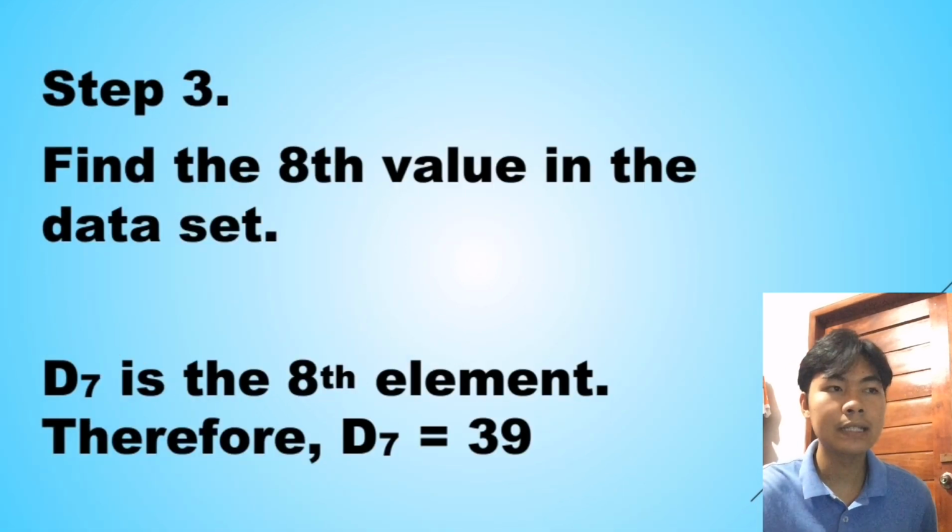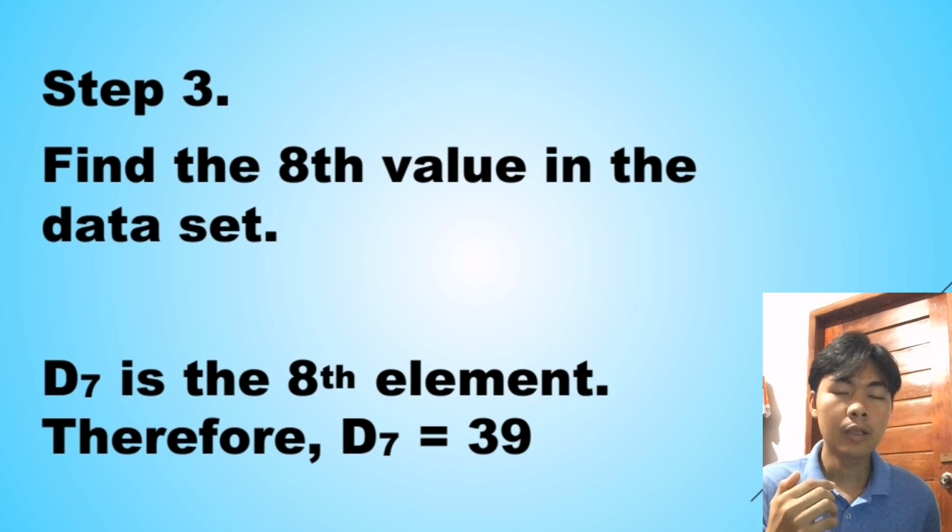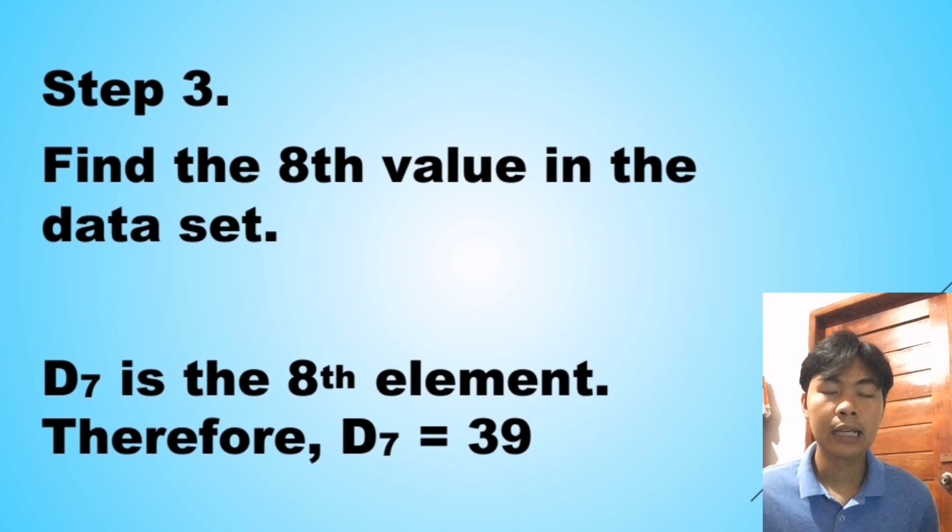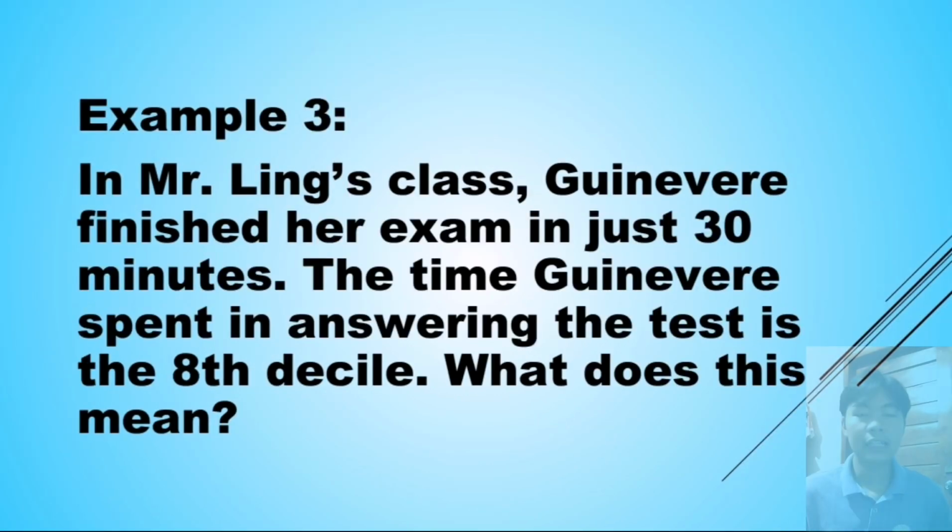Ngayon, for our step 3, we need to find the 8th value in the dataset. So bibilangin natin kung pang ilan or kung nasaan yung 8th value natin. So from that, decile 7 is equal to 39. As you can see, dun sa given data natin, 39 yun yung pang 8 na value doon sa data natin. That is why decile 7 is equal to 39. Okay, let's proceed to our last example.